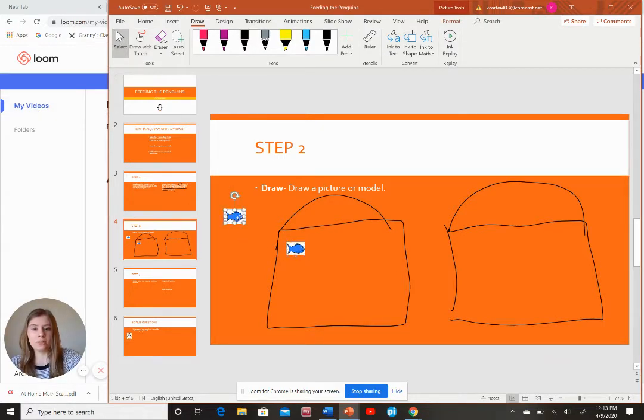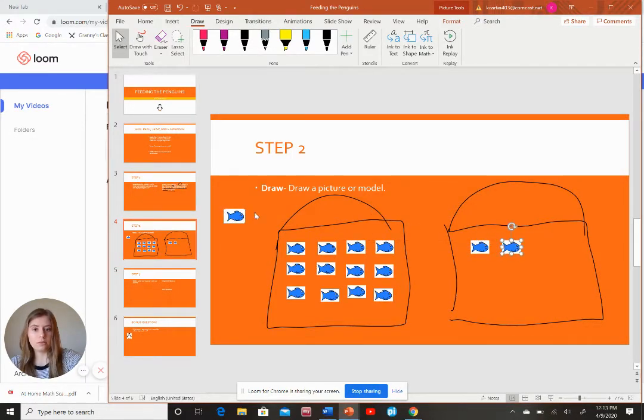So 1, 2, 3, 4, 5, 6, 7, 8, 9, 10, 11, 12. So there's the first bucket. There's 12 fish in this one. And now I need to move the 12 fish into the other one.